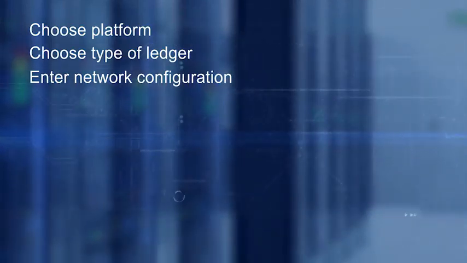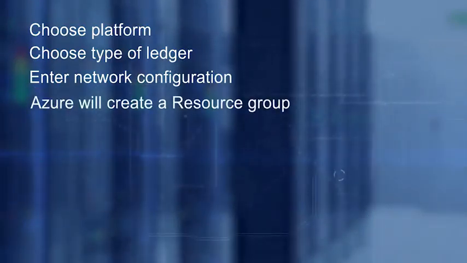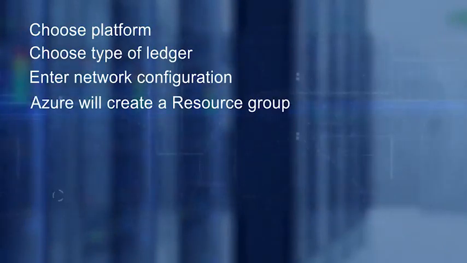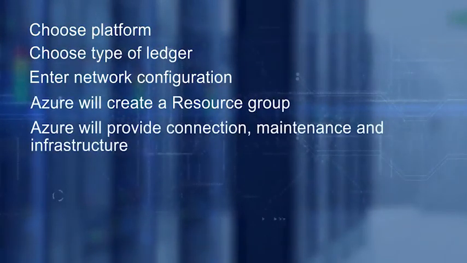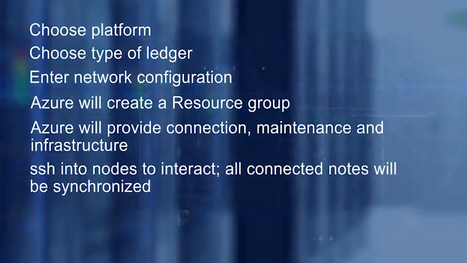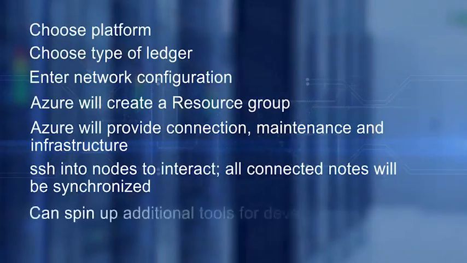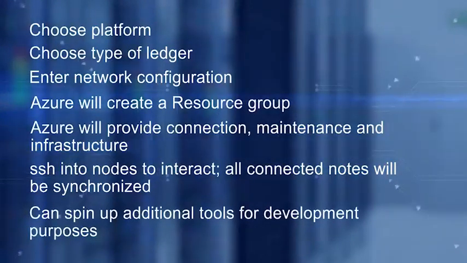After entering the configuration details, Azure will create a resource group containing the resources needed for your network based on the input configuration you provided. The connection, the maintenance, and the infrastructure will be provided by Azure. You can SSH into the nodes to interact, and all the connected nodes will automatically be synchronized. In addition to these, you could spin up additional tools for development purposes like Truffle IDE.